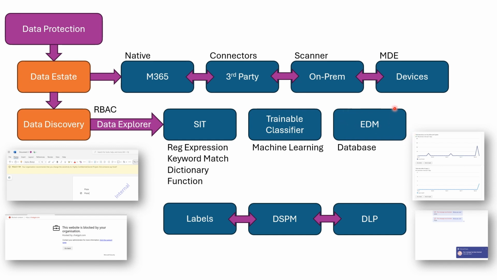EDM is exact data match, right? And this is looking for schematized data assets. In other words, databases, right? Whether that be relational or non-relational, we're looking for the schema of that database. So the schema could be first name, last name, date of birth, location, and so forth. We can ingest that information into Purview as an EDM and use that to find information once again across all our data estate. Now, why is this important?